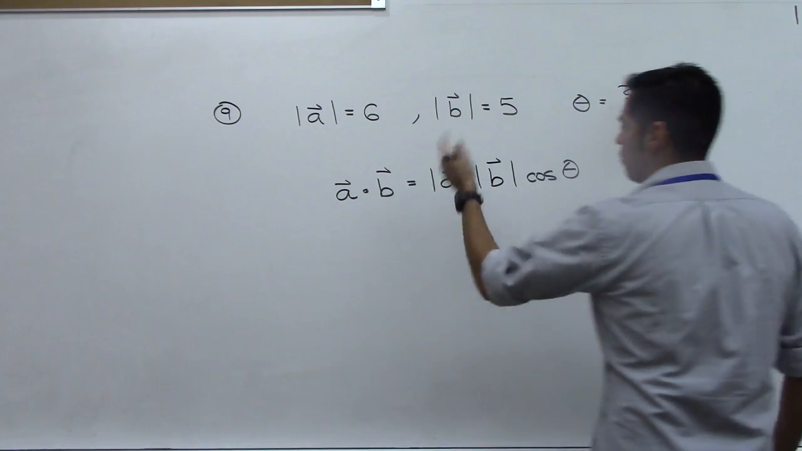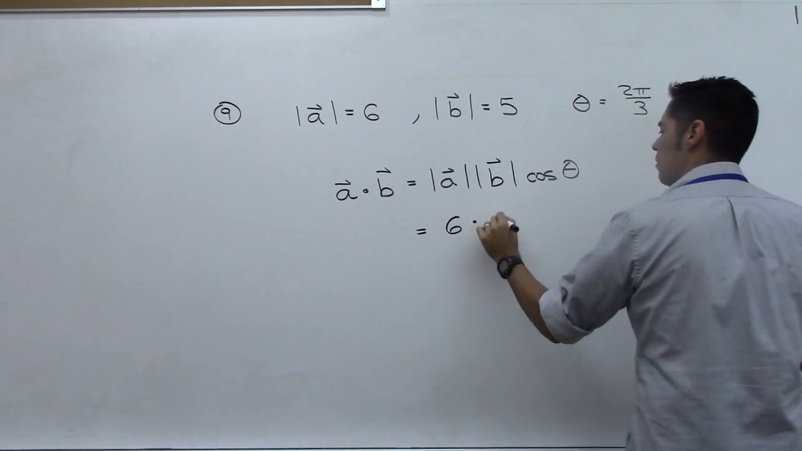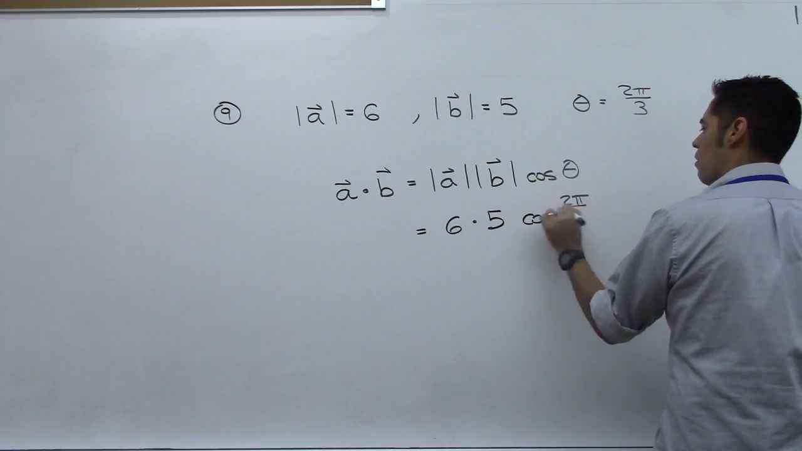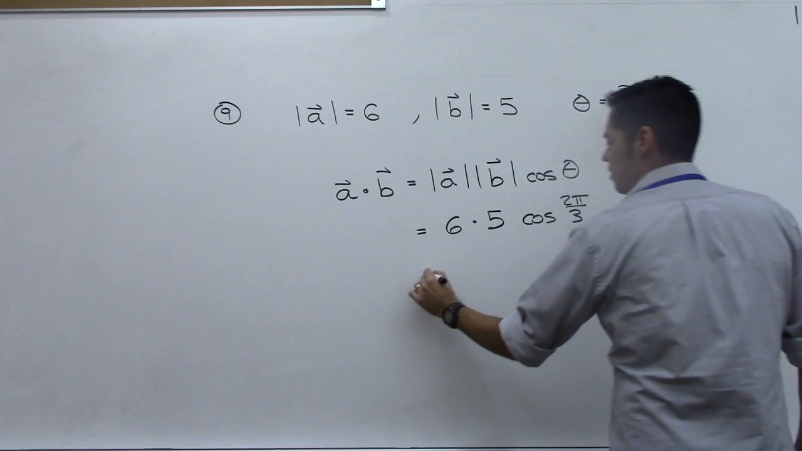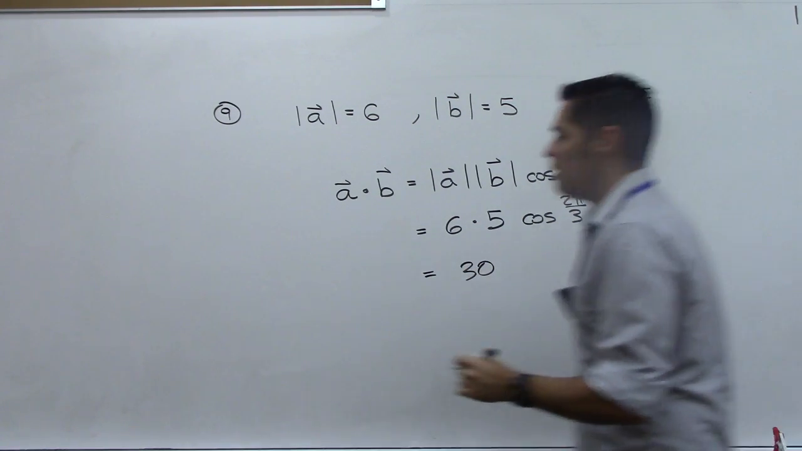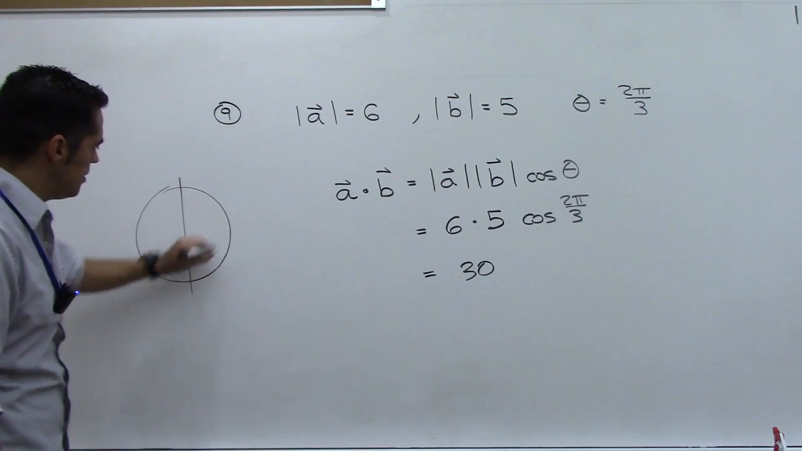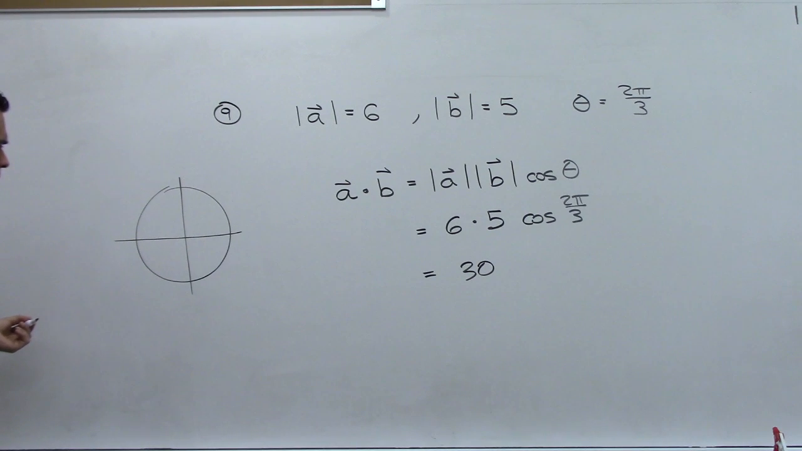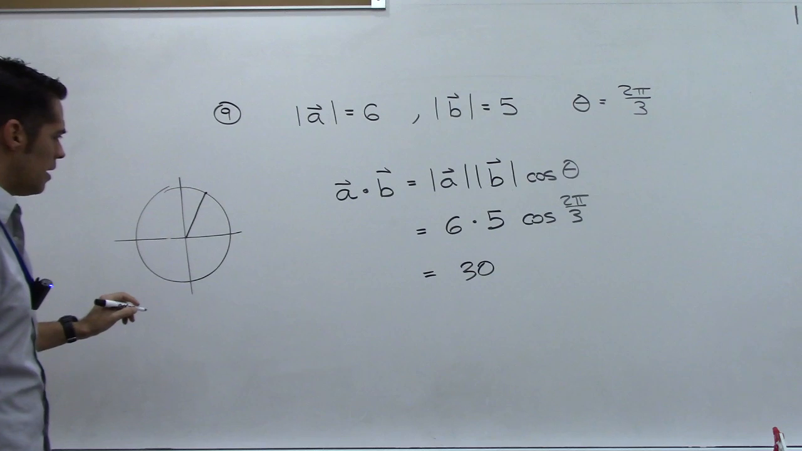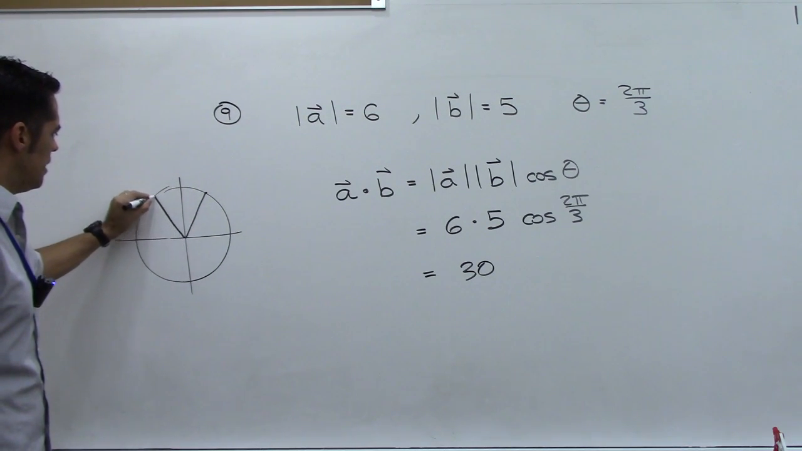All right, so this will be pretty clean. It's just going to be the magnitude of A, which we know is 6, times magnitude of B, which we know is 5, and then cosine of 2 pi over 3. Now this is 30. And then let's talk about cosine of 2 pi over 3. And just go back to your unit circle. Where is 2 pi over 3? So here's pi over 3 up here. That's going to be 60 degrees. And then 2 pi over 3 is right here.